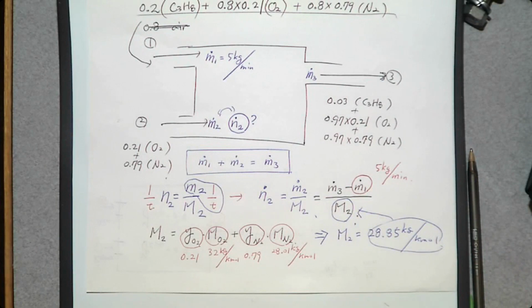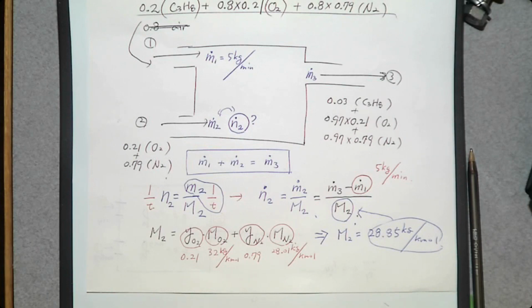So this is what we want to determine, and this equation can be determined by this. We know M dot number one, we know the molecular weight at number two. The only unknown is M dot number three. So what can we do? We need to find a way to determine M dot number three. Do we have any information? No, but there's one clue.